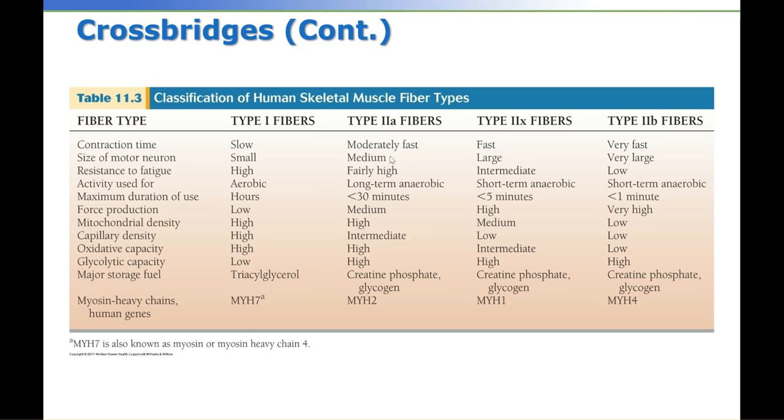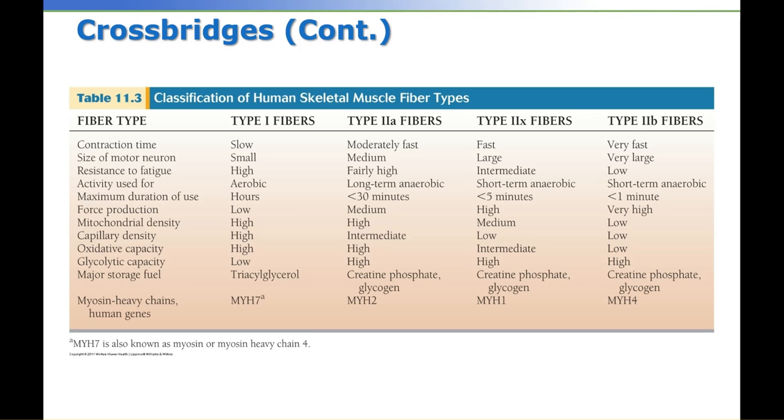Type 2A has moderately fast, long-term anaerobic activity. This might be something like a 400-meter sprint. It's firing, but not as fast as it could with the 2X right here, which is a fast twitch, short-term anaerobic, less than 5 minutes. And then type 2B, which is very fast, short-term anaerobic, less than 1 minute.